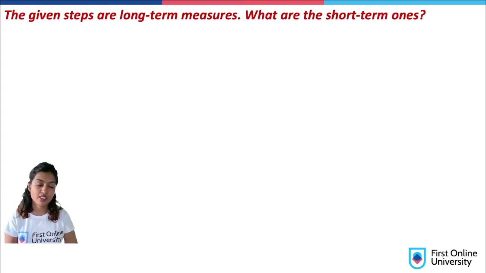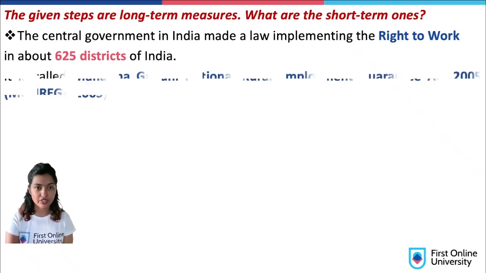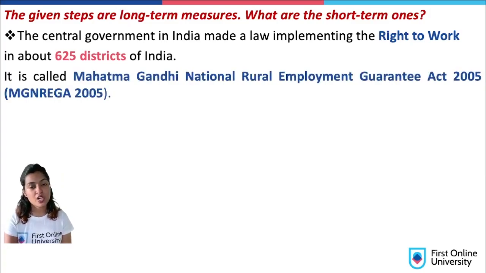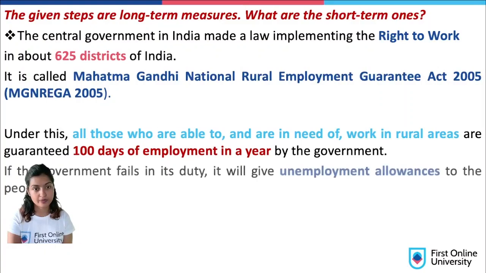So the steps that were discussed, the 4 pointers, were long-term measures. So what are the basic short-term measures to improve the employment scenario? The central government of India made a law implementing the right to work in about 625 districts of India. This law was called the Mahatma Gandhi National Rural Employment Guarantee Act 2005, also abbreviated as MGNREGA 2005. Under this, all those who are able to and are in need of work in rural areas are guaranteed 100 days of employment in a year by the government. If the government fails in its duty to provide such employment, it will give unemployment allowances to the people in terms of cash.